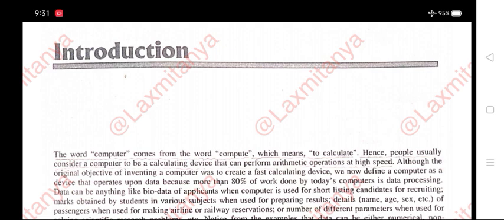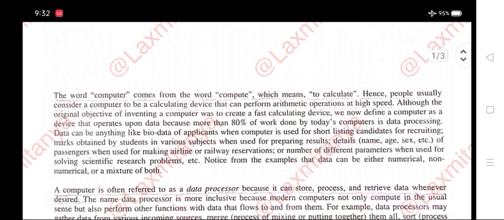When a computer is used for shortlisting candidates for recruiting, marks obtained by students in various subjects when used for preparing results, details like name, age, sex, etc. of passenger when used for making airline or railway reservations, a number of different parameters when used for solving scientific research problems, etc. Notice from the examples that data can be either numerical, non-numerical, or a mixture of both.